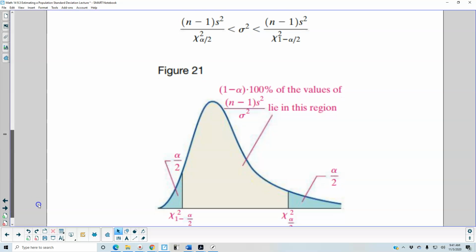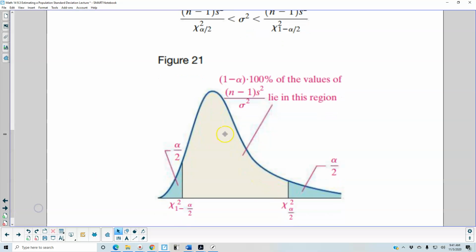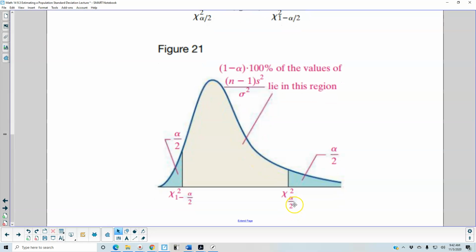Figure 21 shows this. Here we have (1 minus alpha) times 100% of the values of n-1 times the sample variance divided by the population variance, which lie in this beige region. In this region here, the area is alpha divided by 2. So this is going to be the left critical value, which is 1 minus alpha divided by 2. And then on the right side, we have the area of alpha divided by 2, so this is going to be the right critical value.